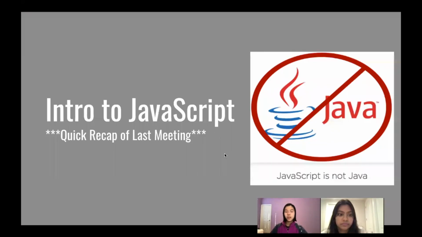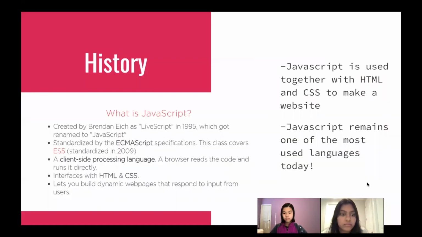Here's a quick recap of the last meeting, which was an introduction to JavaScript. So the history of JavaScript. JavaScript was created by Brendan H., who named it LiveScript in 1995 before its name got changed. It's a client-side processing language, meaning that a browser reads the code and runs it directly. It interacts with HTML and CSS to make a website and lets websites be dynamic and respond to input from users. It remains one of the most used programming languages today.